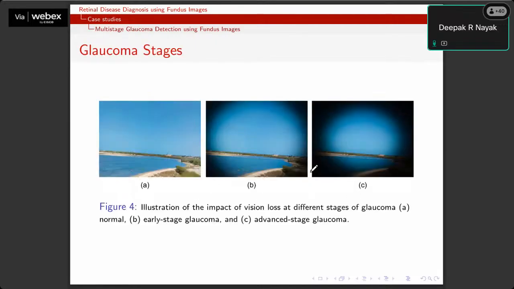We have also seen this particular picture, where we are trying to highlight the impact of vision loss at the different stages of glaucoma. So we have different stages like early stage and advanced stage. Unfortunately, we do not have any data set available which also covers other stages like moderate and severe. These stages are missing in the data sets available to date. But we can also consider these to design the whole setup of this glaucoma stage classification.